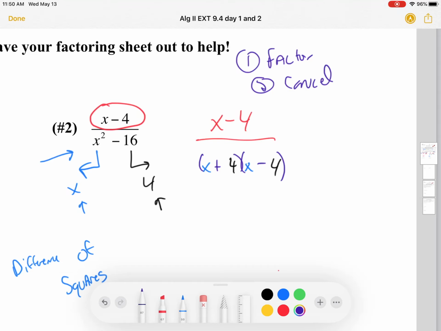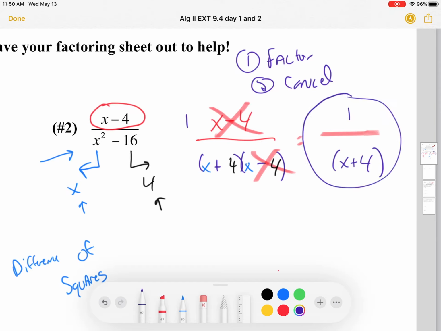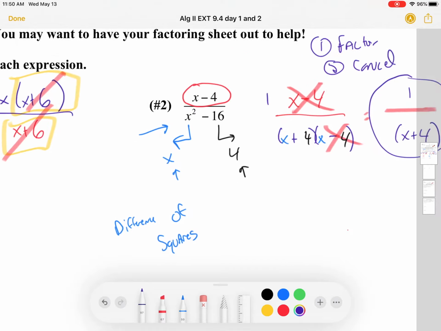Step 2, cancel. Now I look to cancel out my common term. So in other words, what looks the exact same on top and bottom? X minus 4 and x minus 4. So what's left on the bottom? There is an x plus 4. Now on top, when I cross those off, they don't just go away. What I'm technically doing is dividing them by each other. So there's still a 1 on top. So it's 1 over x plus 4 as your final answer.